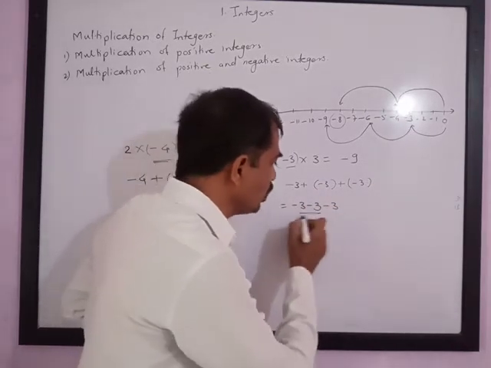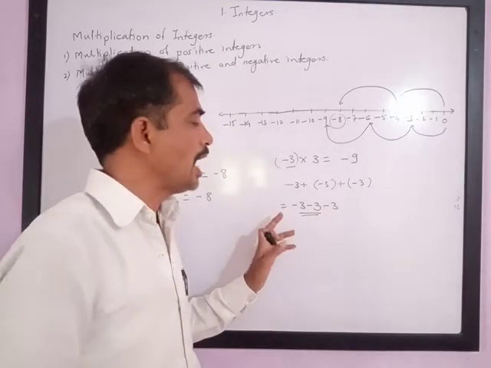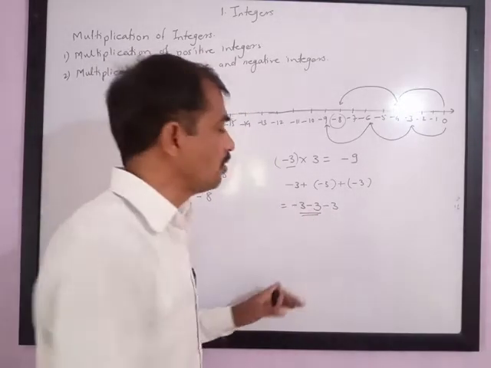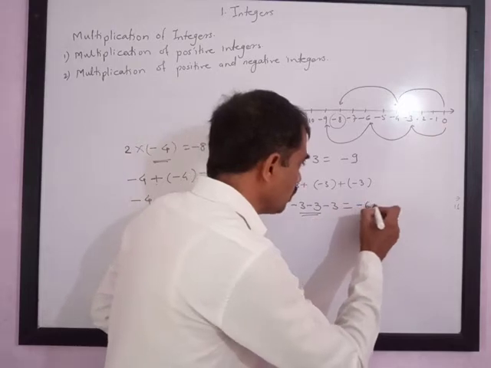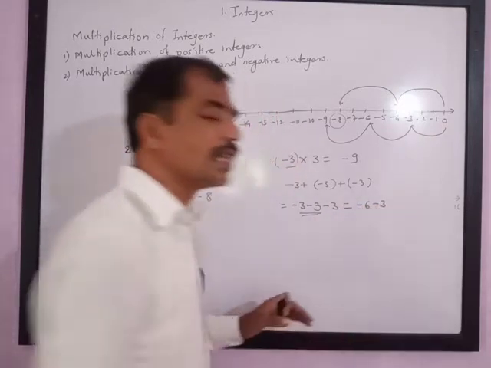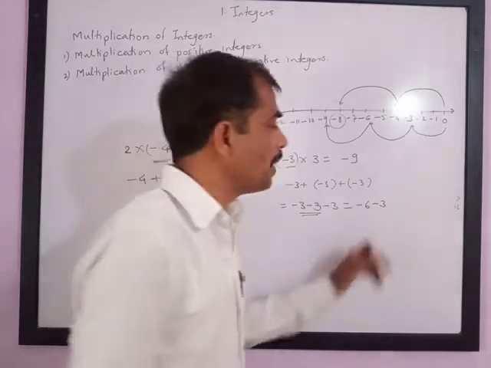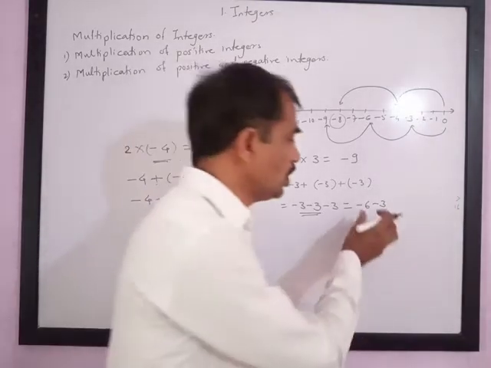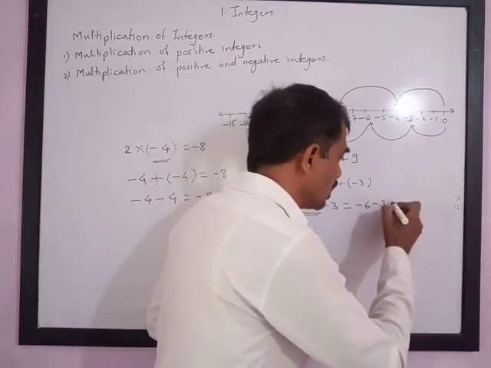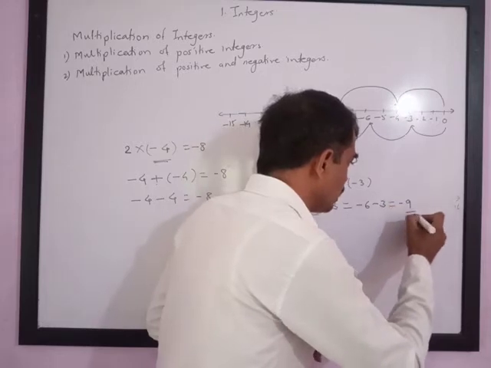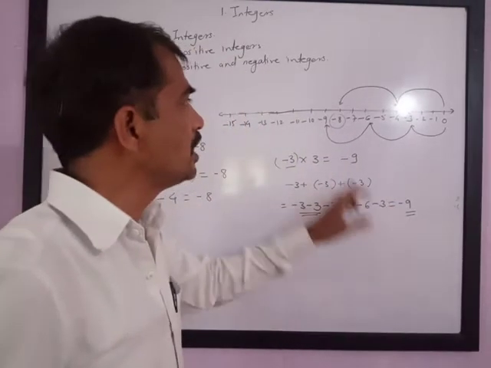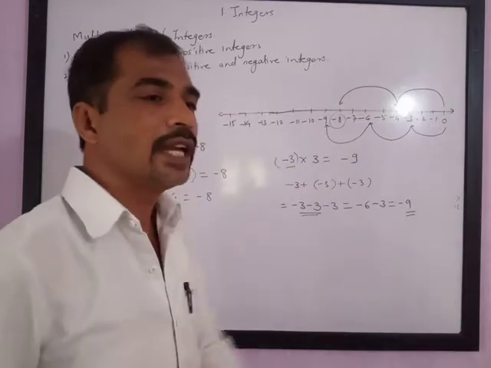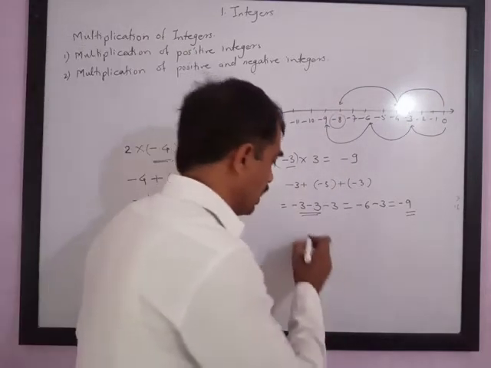Now see, these two integers have same sign, so we have to add the integers and give their sign. We will get minus 6, then minus 3. Now both the integers again have the same sign, so we have to add the magnitude of the integers and give their sign. So this is equal to minus 9. By doing addition also we can get the answer. With the help of a number line also we can get the answer. With the help of a table also we can get the answer.